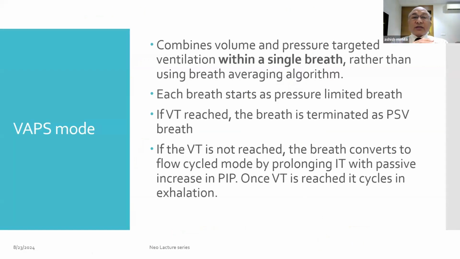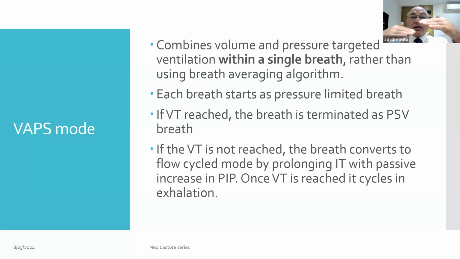So what is VAPS? It combines volume and pressure ventilation within a single breath rather than using a breath averaging algorithm. Each breath starts as a pressure limited breath or pressure supported breath. If the target is reached, the breath is terminated as PSV. If not reached, the breath converts into flow cycle mode by prolonging I time with passive increase in PIP. And once the flow is reached, it cycles into exhalation. And that is what you want.